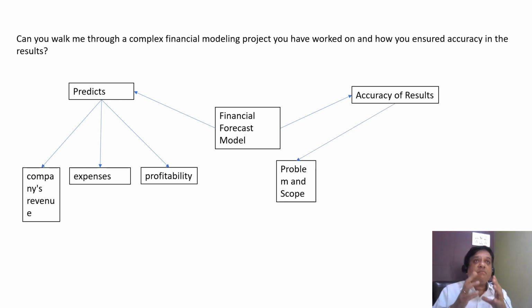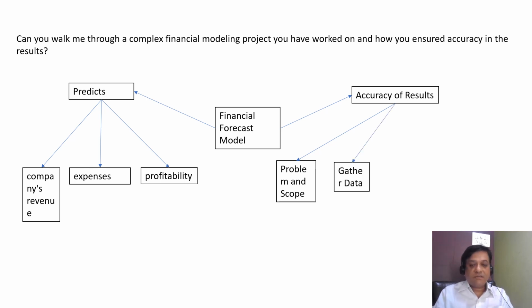One is problem and scope definition. As a BA, you have to define the problem statement and what the scope is in the financial modeling project. Once you understand that, then you define the project objectives, identify the key variables and the assumptions, and define the modeling techniques to be used.